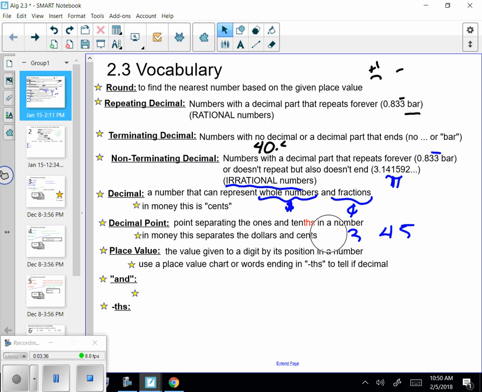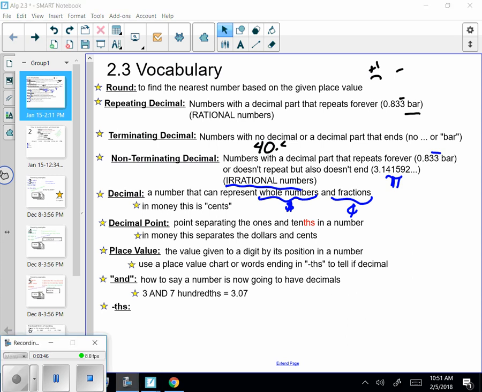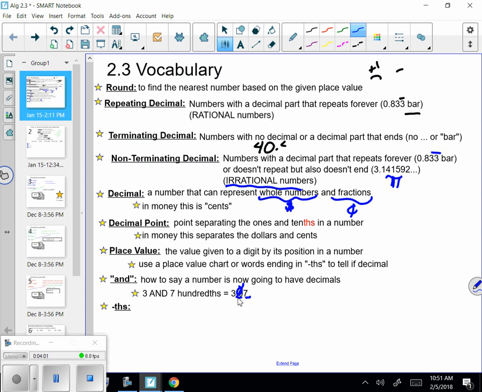Remember, if you hear a hard Z sound, that's going to be a non-decimal place value. And is how we say a number is now going to have decimals. 3.7 means that I have the number 3. I need to find tenths, hundredths. That 7 must go in the hundredths place, and I use a placeholder 0 to fill it in. 3 and, meaning decimal, 7 hundredths.